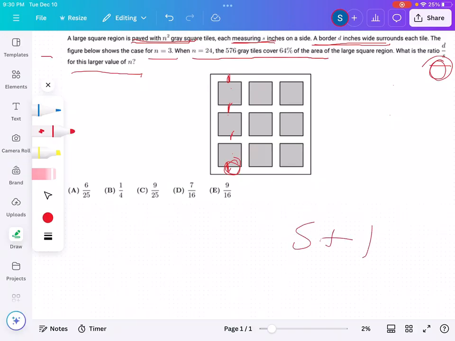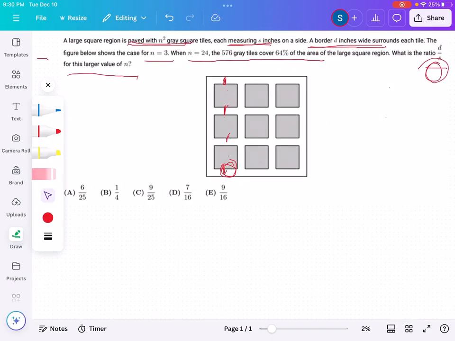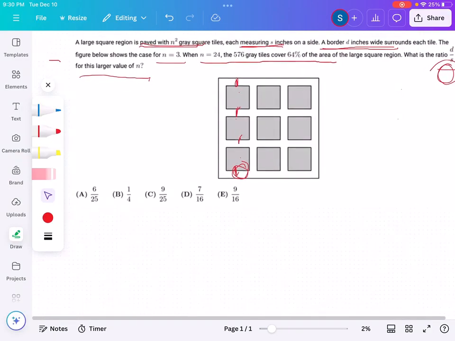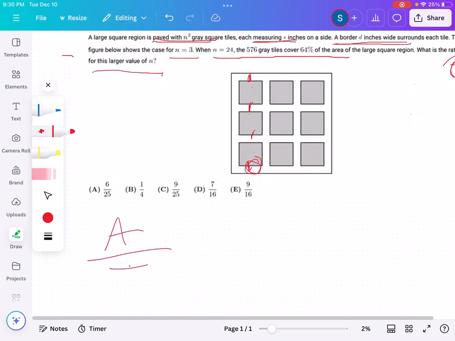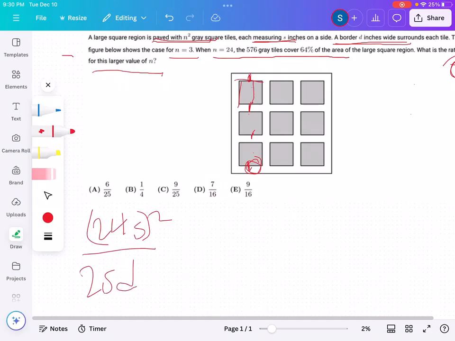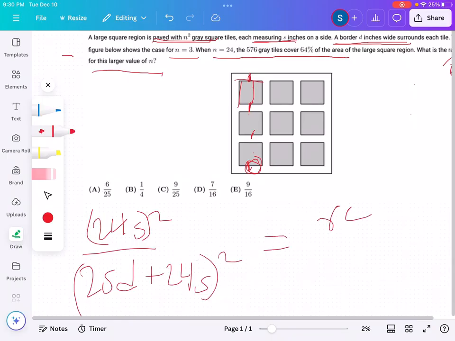Okay, so now let's jump in and make an equation. The only thing we can do right now, based on the information they gave us, is the area of the squares over the total area. So what is that going to be? Well, the top is going to be 24s squared, right? Because you have 24 squares that each have sides s squared. Over 25d, right? We already concluded that the amount of squares plus 1 is going to be the amount of gaps, plus 24s, the number of sides of squares, whole squared, because it's a square, equals 64 over 100, because it says 64% right here.